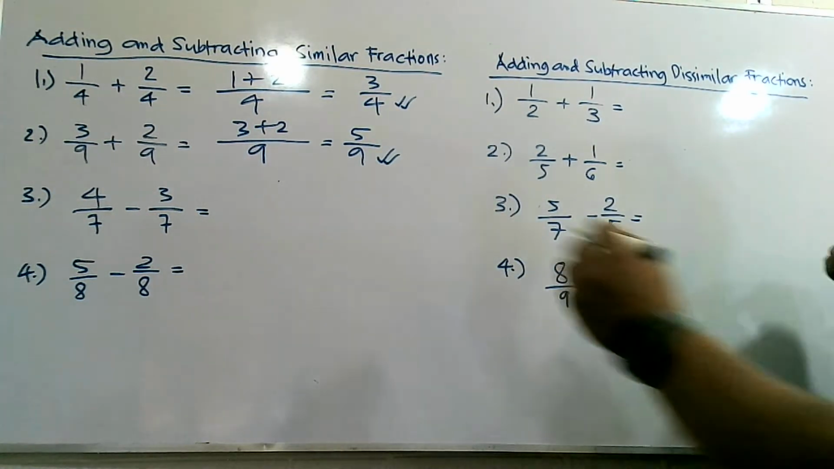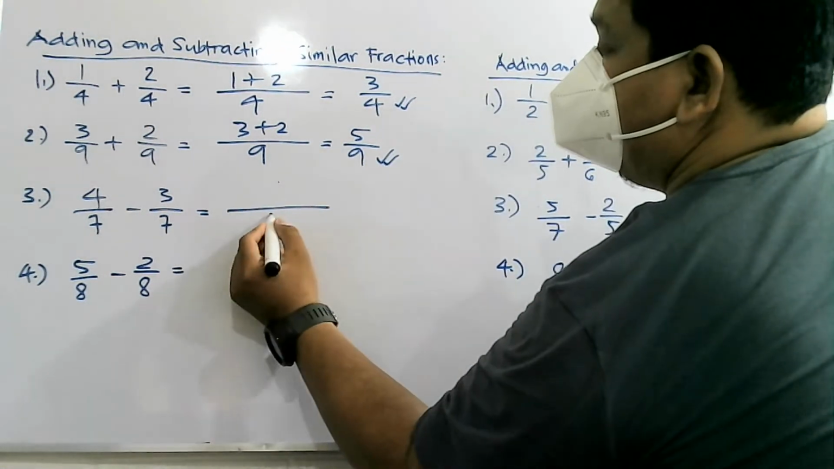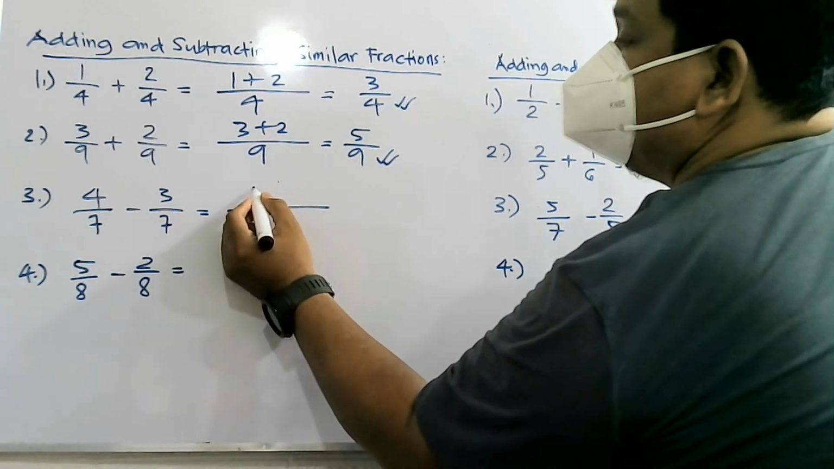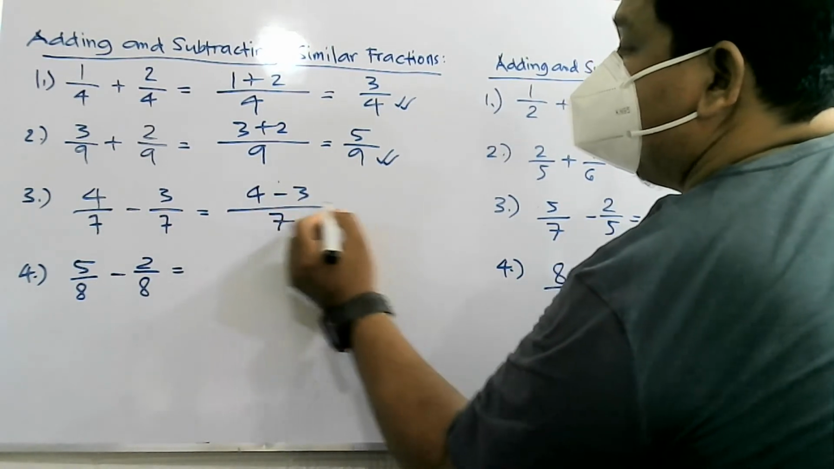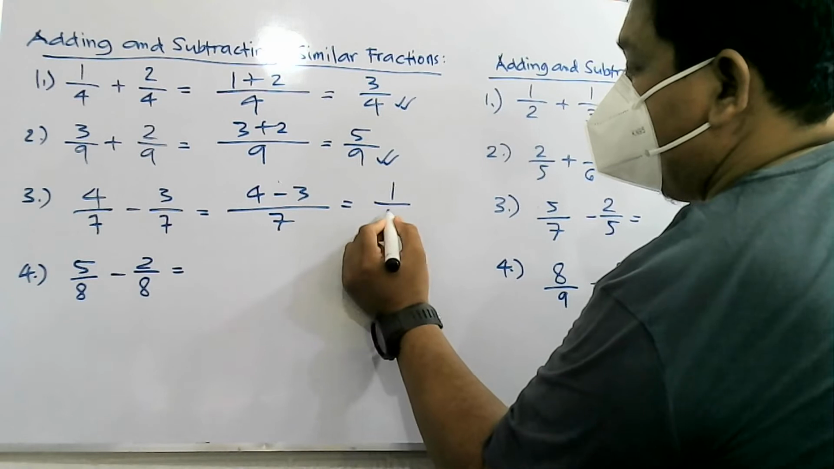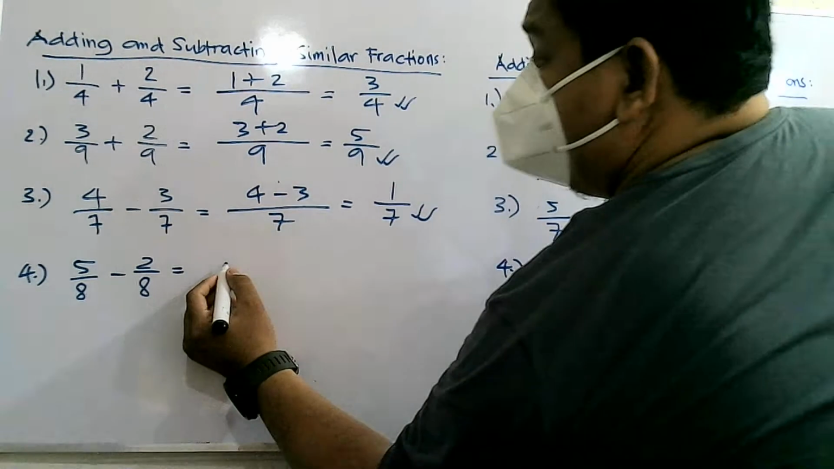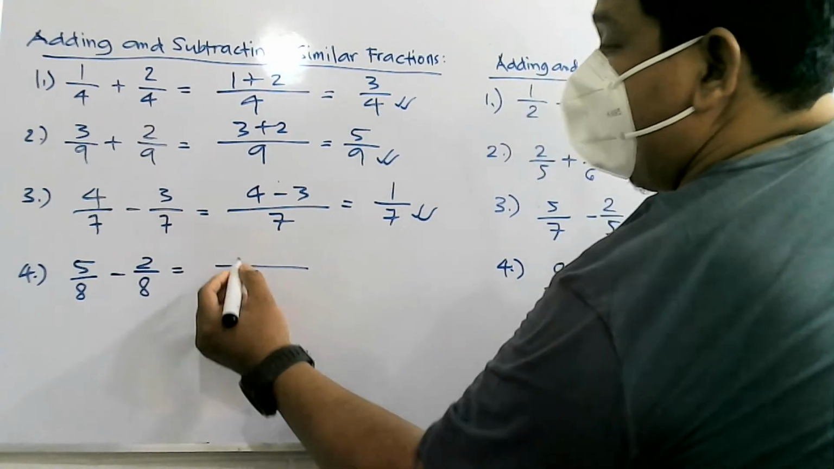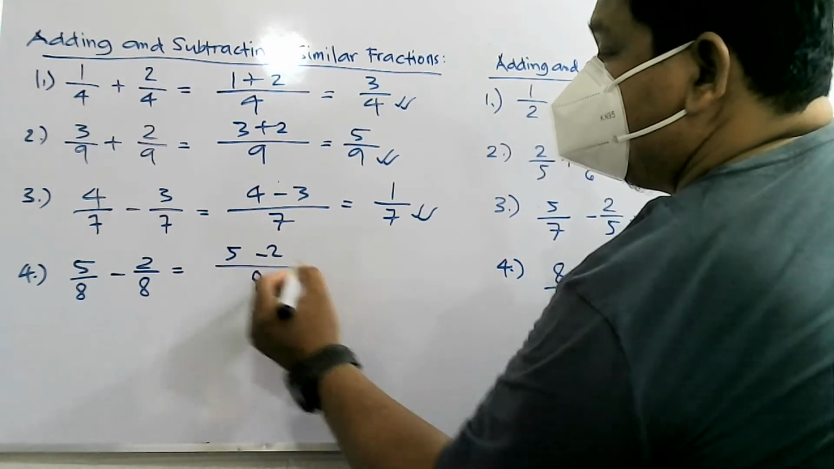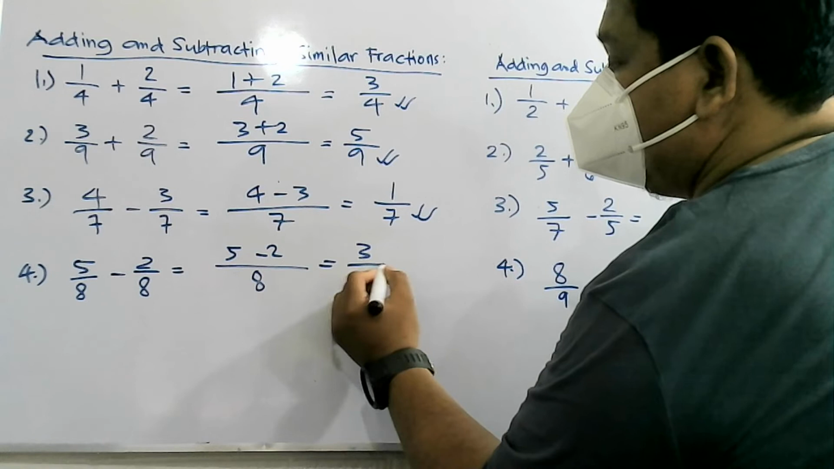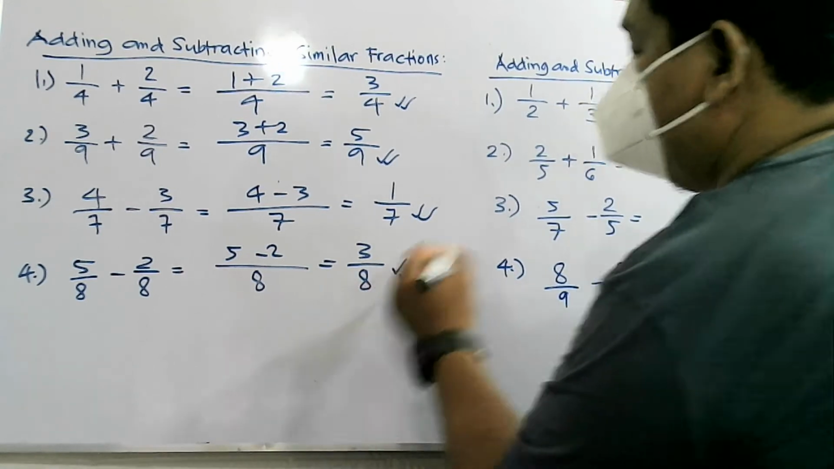Next, copy the denominator. Now this is subtraction, so you will have 4 minus 3. So therefore, the final answer is 1 over 7. Now, number 4, denominator is 8, and then you have 5 minus 2. So therefore, final answer will be 3 over 8.